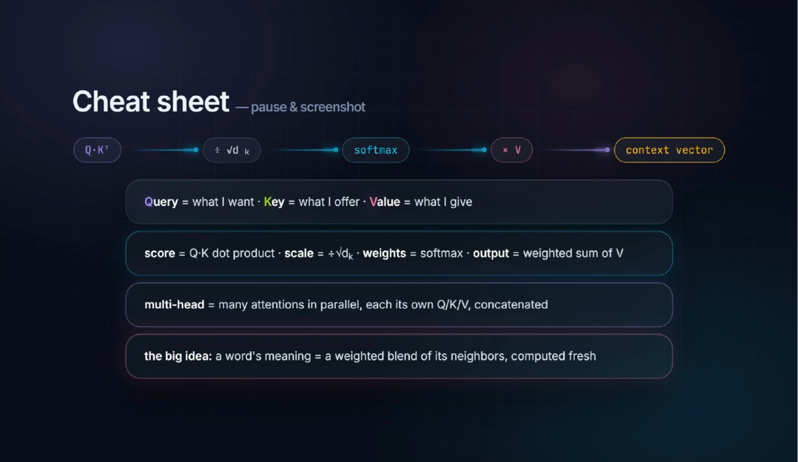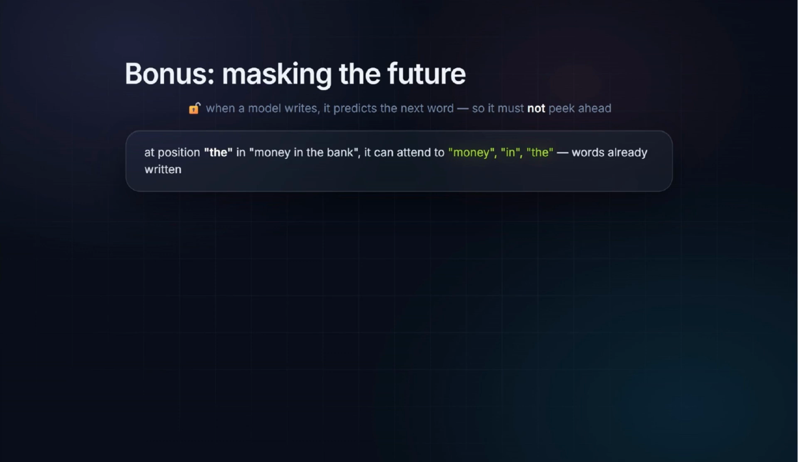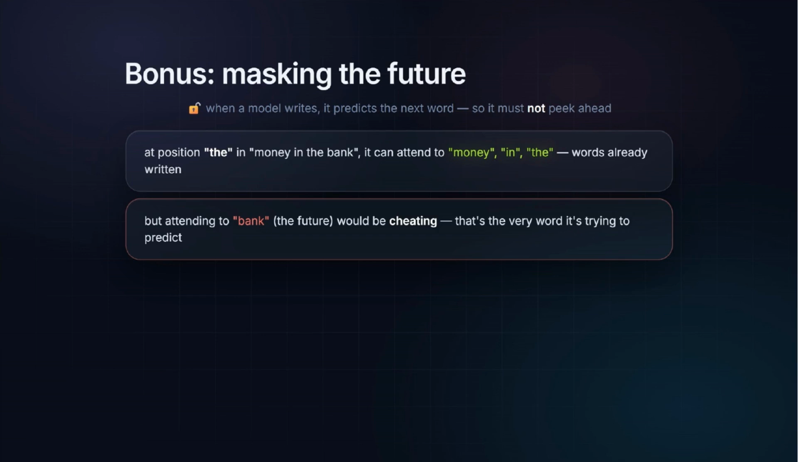Bonus round, unlocked. Here's something the basic picture leaves out. When a model is generating text, its whole job is to predict the next word, so it must not be allowed to peek at words it hasn't written yet. Say it's working at the word "the" in "money in the bank." It's allowed to attend to everything up to and including "the," "money," and the words already on the page. But if it could attend to "bank," the word still in the future, it would be cheating, because that's exactly the word it's trying to predict next.